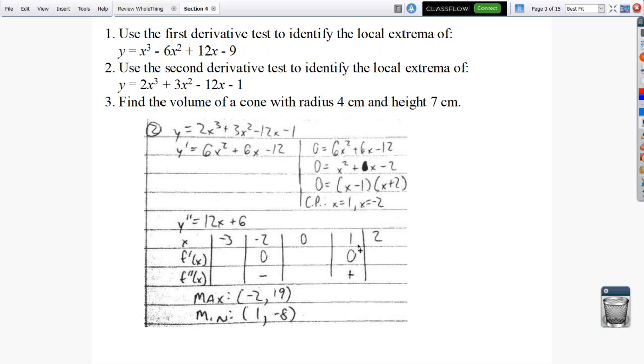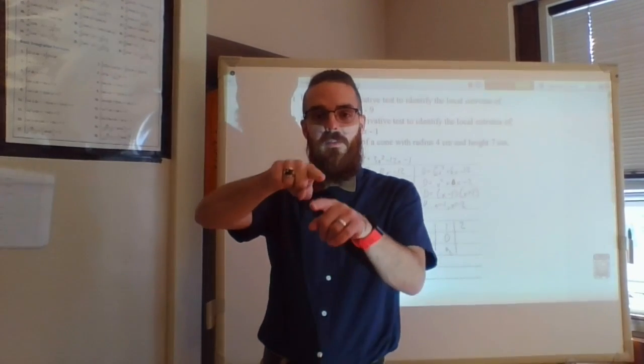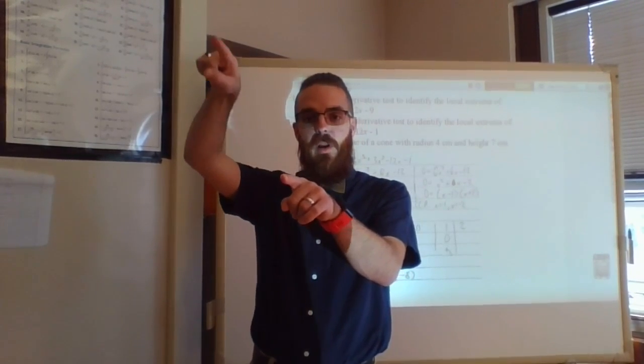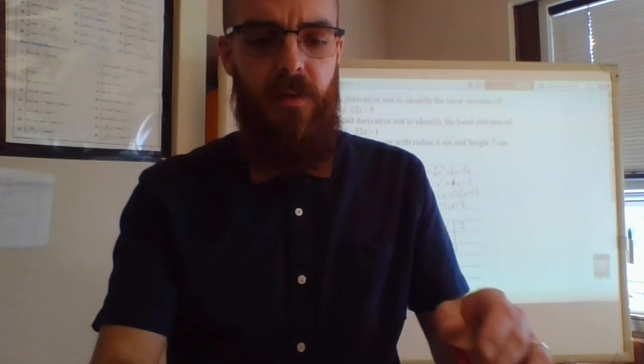Next, we find our other critical point at 0. Our second derivative is positive at 0. So positive means concave up. And when we draw the concave up, we can see that the concave up would have a minimum on it.